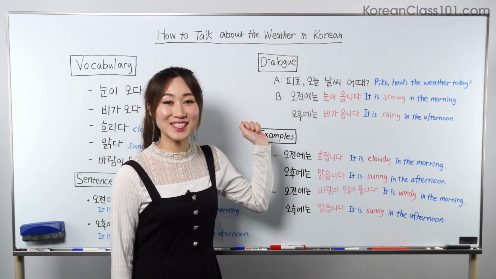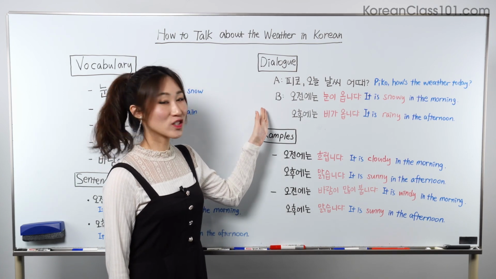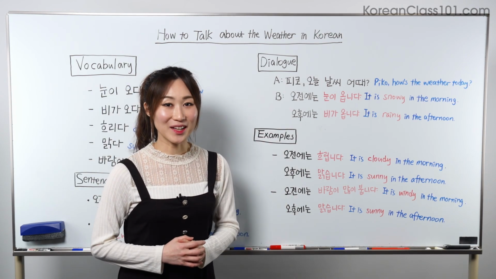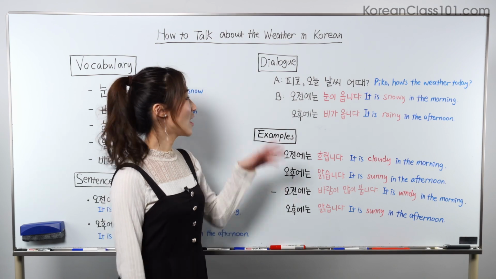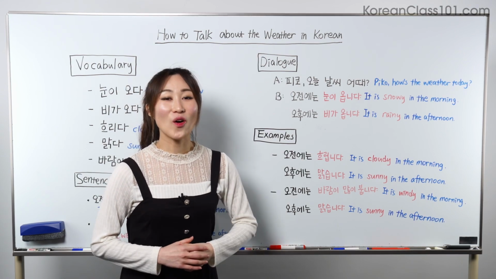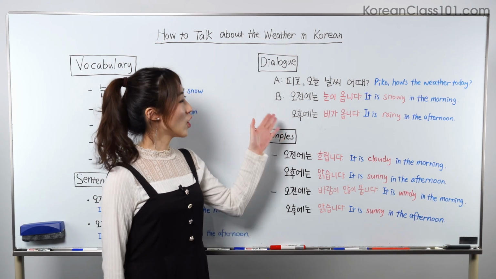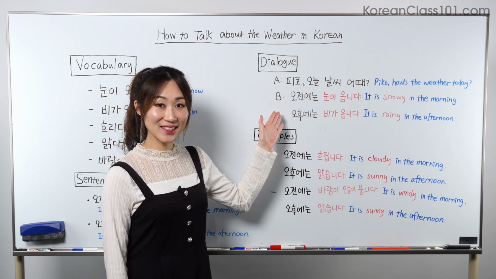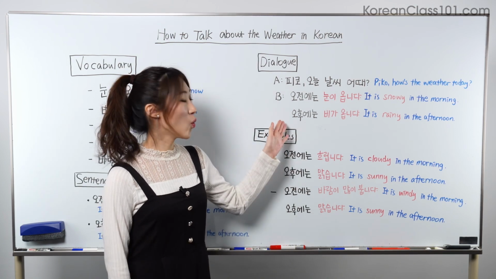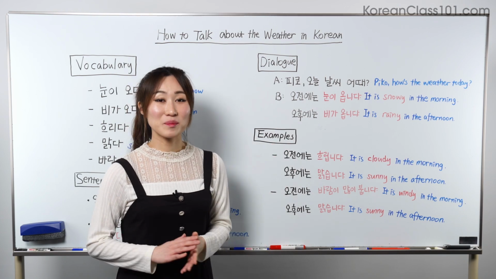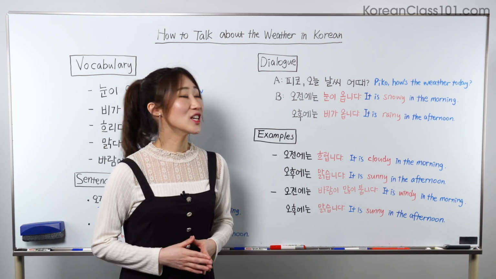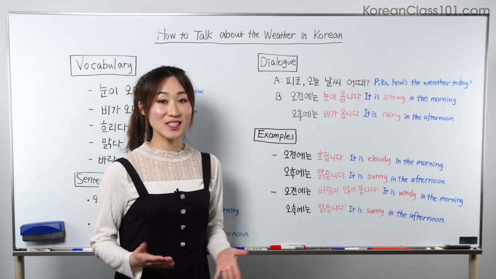피코, 오늘 날씨 어때? 오전에는 눈이 옵니다. 오후에는 비가 옵니다. Listen once again. 피코, 오늘 날씨 어때? 오전에는 눈이 옵니다. 오후에는 비가 옵니다. Did you understand? And did you find the weather phrase that we learned together?